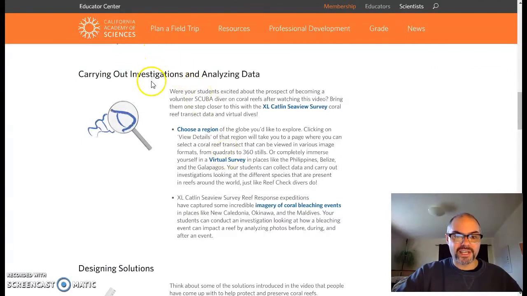There's also an investigation. Students can choose a region of the world and study the coral bleaching in that region. I think this would be much more relevant to the blended learning environment because students would be allowed to express some creativity by choosing a part of the world that they're interested in learning more about. It gives them some suggestions like the Philippines or Belize or the Galapagos Islands, Okinawa, the Maldives. So there's some potential here for students to differentiate depending on their interests and learn about a different part of the world.